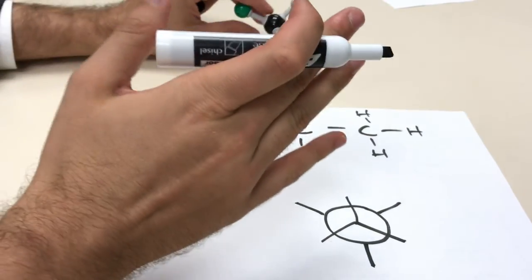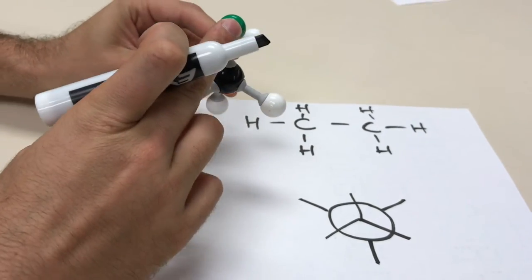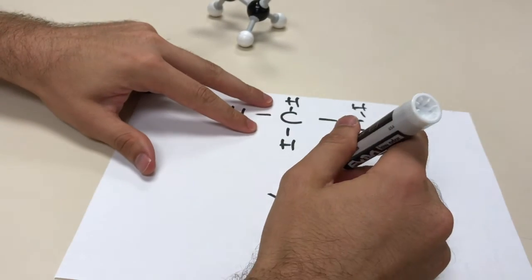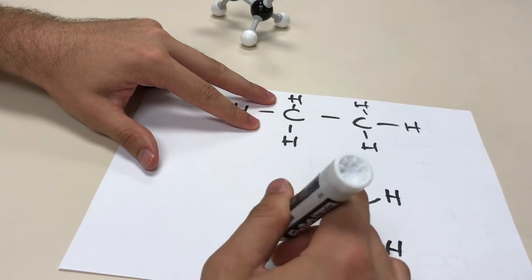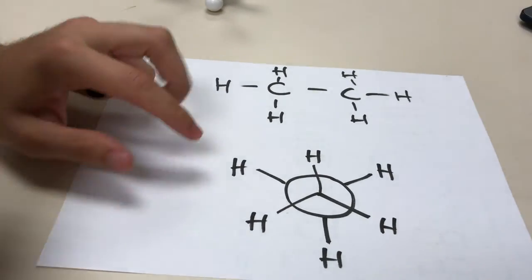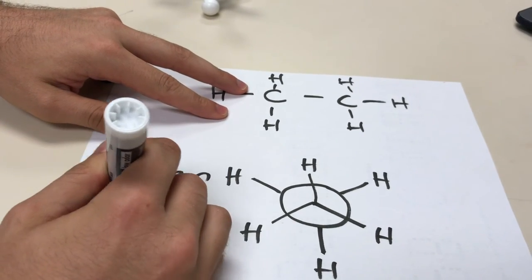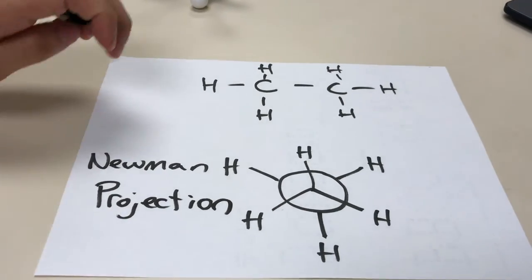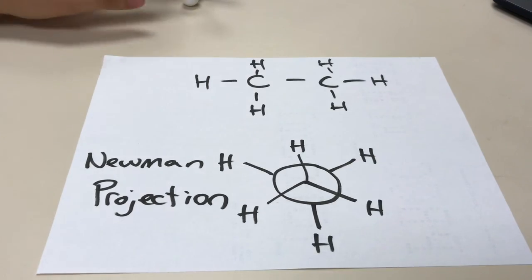Now, depending on what bond you're looking through, what molecule you have, you can fill in what each of these groups are. So in this example, it's ethane, so these would all be hydrogens, but you could imagine them being other carbon chains. Looking at a molecule down a bond like this is called a Newman projection. A Newman projection.